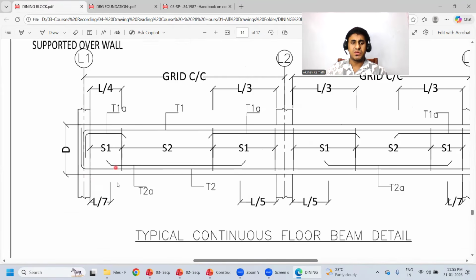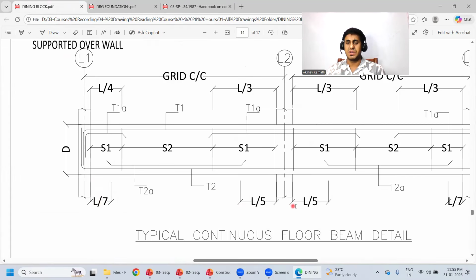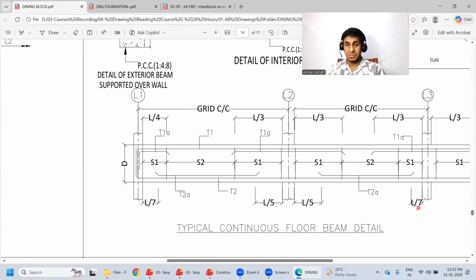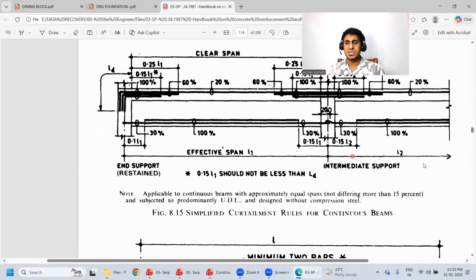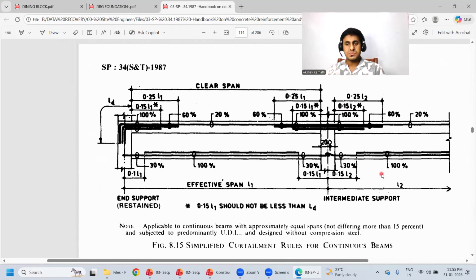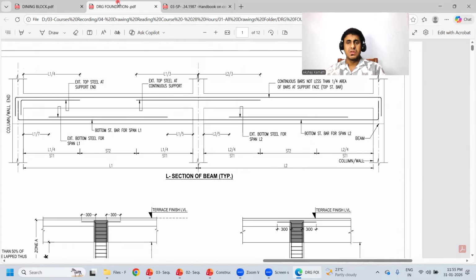Same thing if you refer here also, he has given L/7, L/5, L/5, L/7 and all. Got it? So whatever they are writing, they have taken all these things from this particular code book. That's it. So this was all about this lecture where I've explained the meaning of this L/4, L/3 and all those things. And if you want the next lecture, I can explain how to read these drawings, so that you'll get a wonderful knowledge.